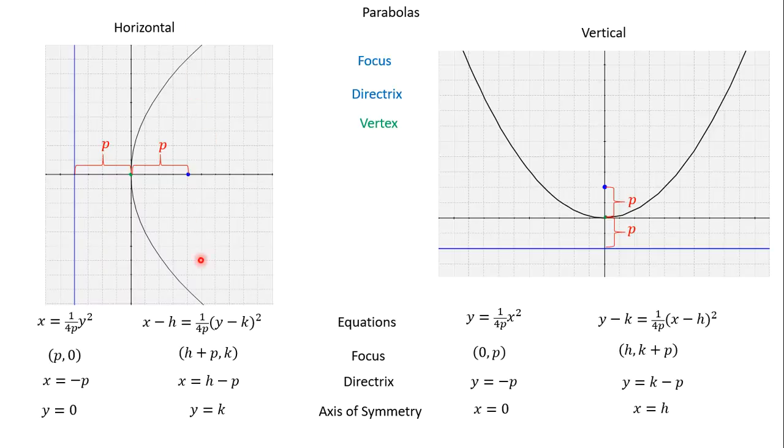The directrix would be over here. Same thing with the focus. If p was negative, h plus a negative number would take us back to the left. So to find p, you always want to go from your vertex to your focus, or from your directrix to your vertex. That will find p. If you go the other way, you end up with negative p.